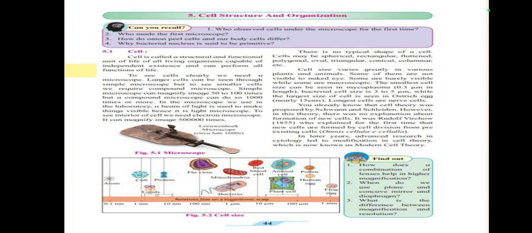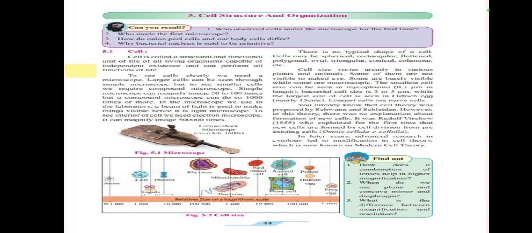In the microscope we use in the laboratory, a beam of light is used to make things visible, hence it is a light microscope. To see the interior of the cell, we need an electron microscope that can magnify an image 5 lakh times. There is no typical shape of a cell. Cells may be spherical, rectangular, flattened, polygonal, oval, triangular, conical, columnar, etc.